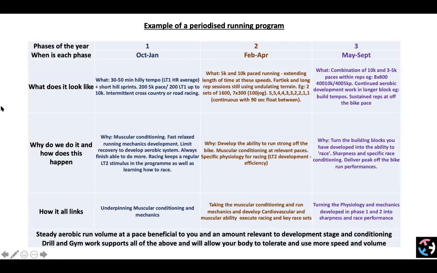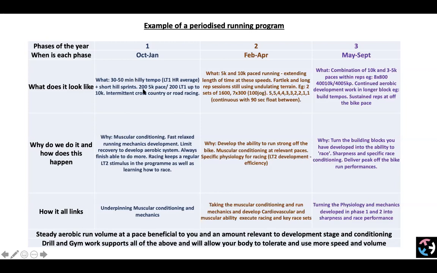As I was talking about the lads running and the fact that we have a pretty periodized run program, this is generally what it looks like. From October to January, after a bit of a recovery phase from the race season, we start by doing lots of hilly tempo work around LT1 heart rate. So there's a bit of an under-over session, so that the heart rate might go up as you go up the hills, and it'll come down coming down the hills. But it's a relatively low lactate production session, and it's more around muscular conditioning.